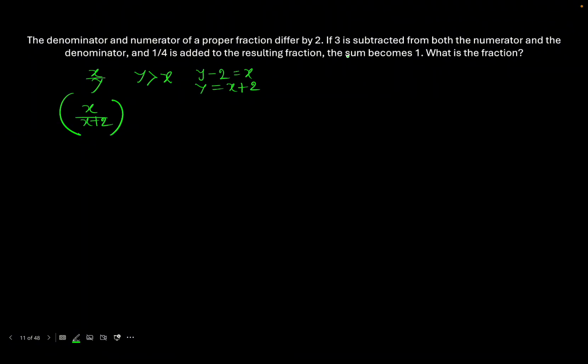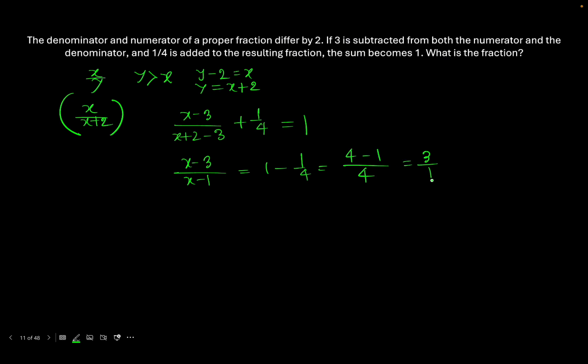Now it says if 3 is subtracted from both the numerator and denominator, so we'll write x minus 3 over x plus 2 minus 3. And then 1 by 4 is added, and this resulting sum will be 1. So we can write x minus 3 over x minus 1 is equal to 1 minus 1 by 4. And here we can write 4 minus 1 by 4, so it will be 3 by 4.